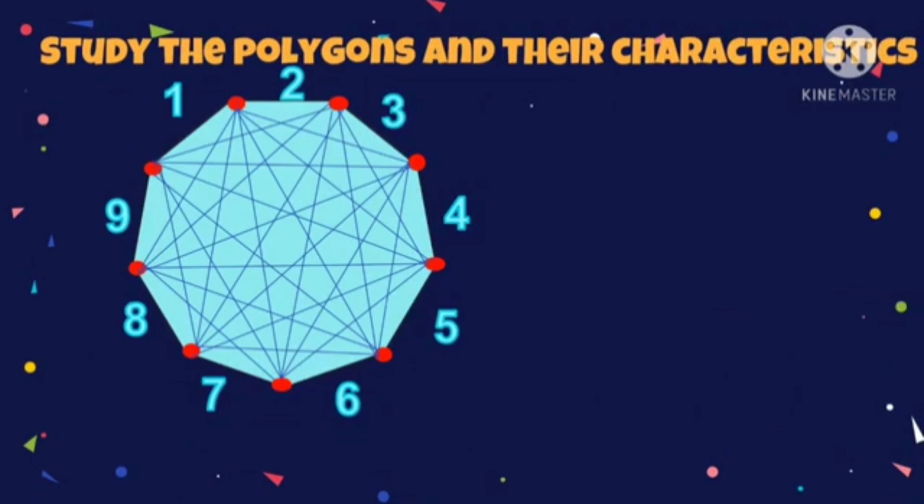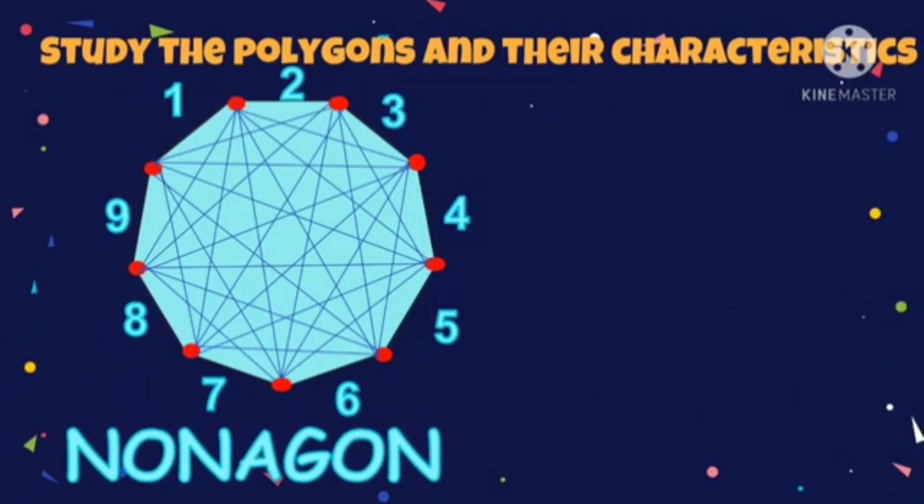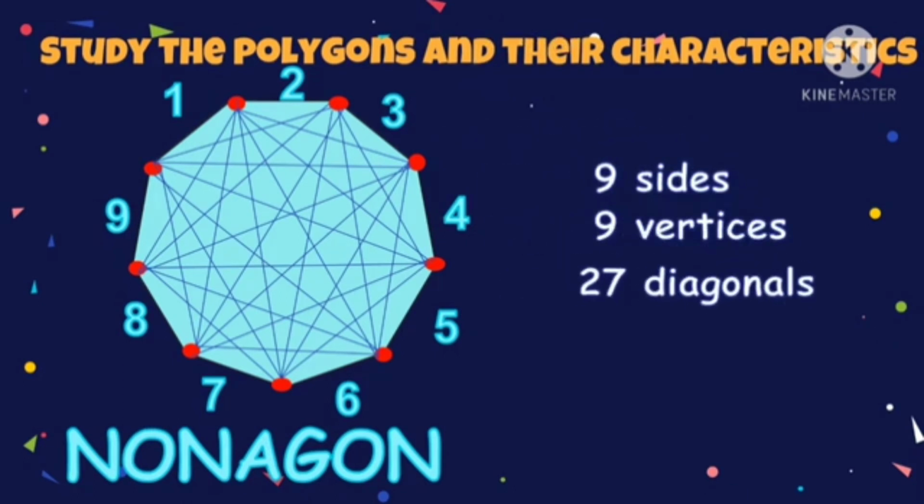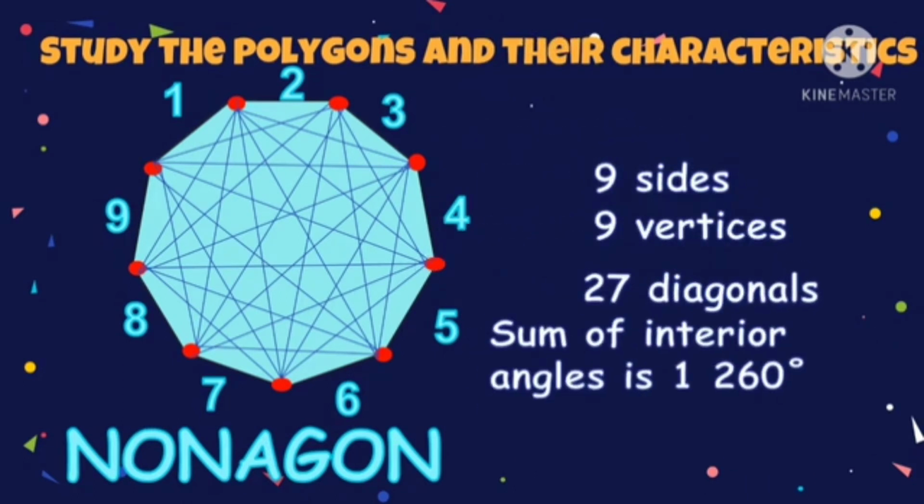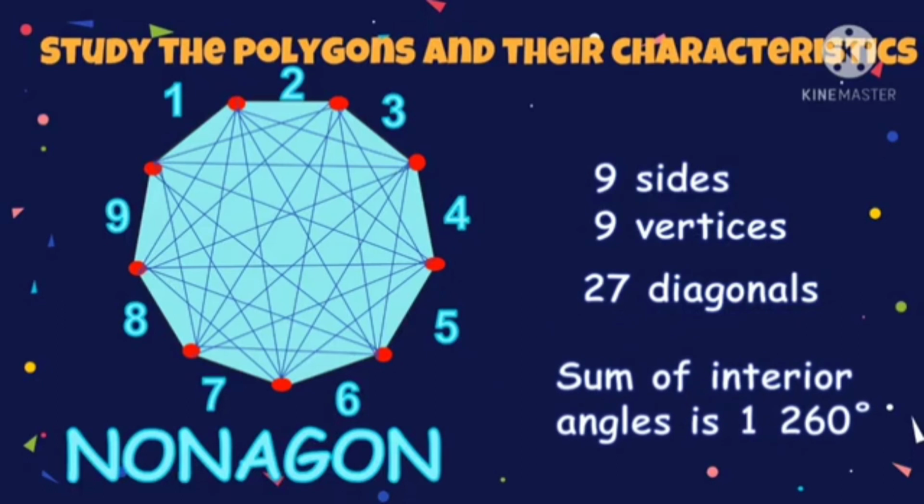Okay, another polygon is a nonagon. So ano-ano ang characteristics ng nonagon? A nonagon has 9 sides and it also has 9 vertices. Then 27 yung kanyang diagonals, and the sum of interior angles of a nonagon is 1260 degrees. So kung napapansin nyo, habang dumadami yung sides or yung bilang ng sides ng isang polygon, dumadami din or lumalaki din yung sum ng kanyang interior angle.